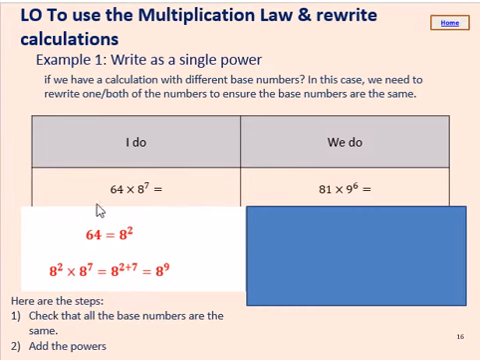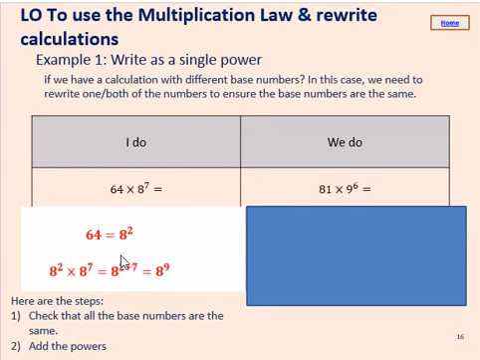And that little trick is that 64 is equal to 8 squared. Okay? So 64 is equal to 8 squared. So we can rewrite this 64 as 8 squared. So if we rewrite this calculation below with 8 squared in place of 64, 8 squared times 8 to the power 7 equals 8 to the power of 2 plus 7, which equals 8 to the power of 9. So it's all about spotting that 64 is 8 squared, and that's how we get started on this.